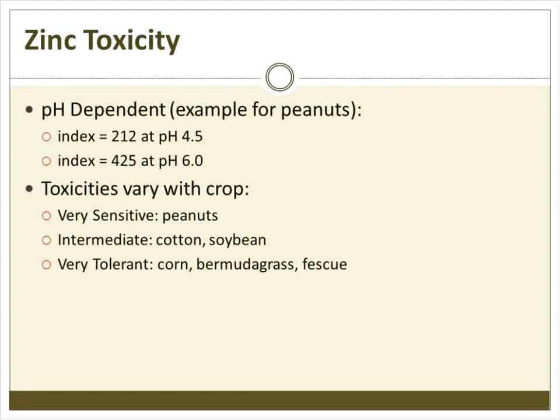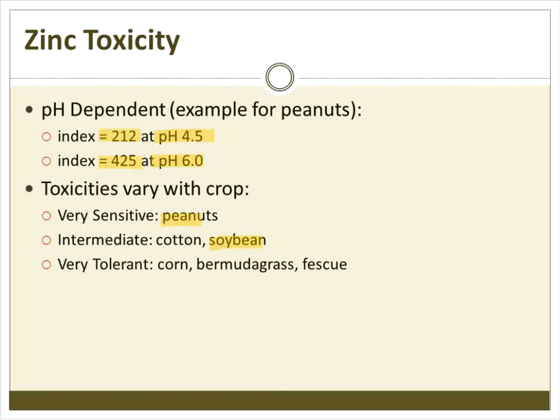Now, we start thinking about zinc toxicity, we start thinking about a pH dependency here. And it has a lot to do with, again, as the pH goes up, the availability of that particular nutrient goes down. So at a pH of 6, a zinc index of 425 is where you might have problems on a peanut crop. Whereas if you're at pH 4.5, that same problem can happen at a zinc index of 212, all right? So for crops that are sensitive to zinc, we have peanuts. Intermediate sensitivity, we have cotton and soybeans. And as we continue to elevate zinc levels, then we have to worry about corn, Bermuda grass, and fescue.